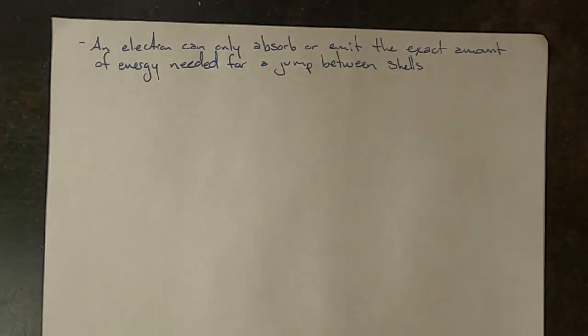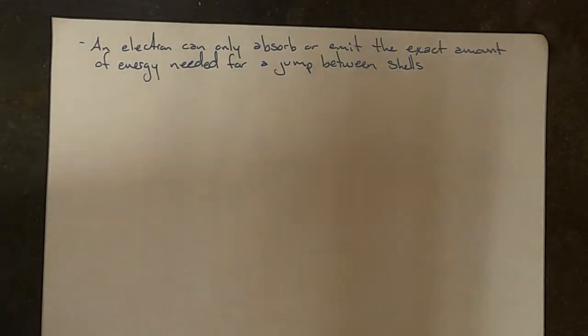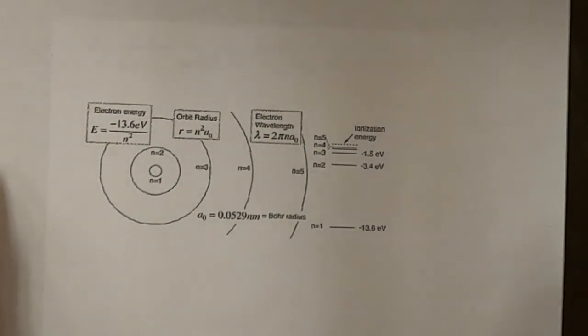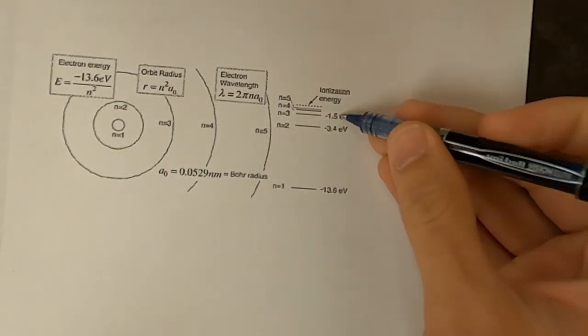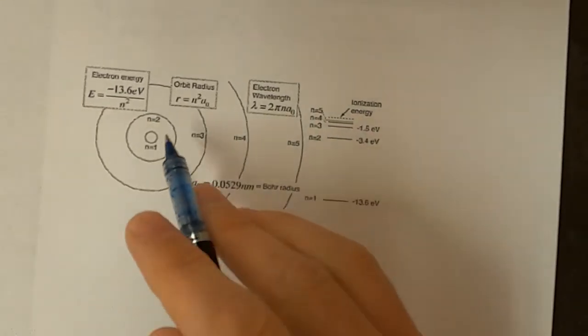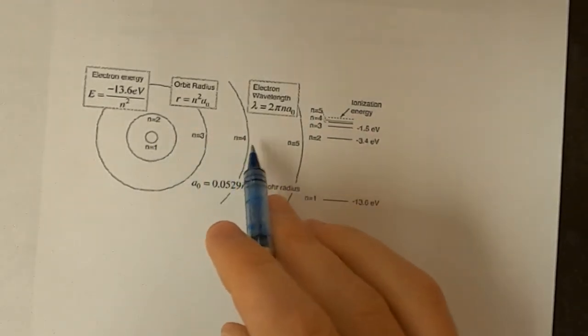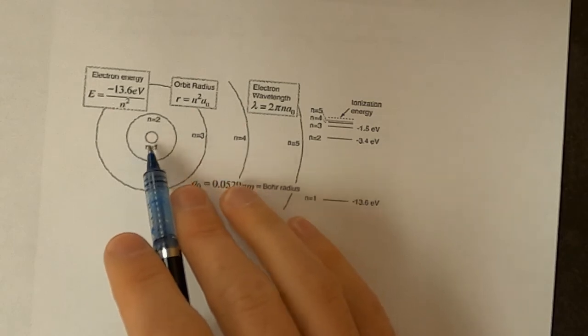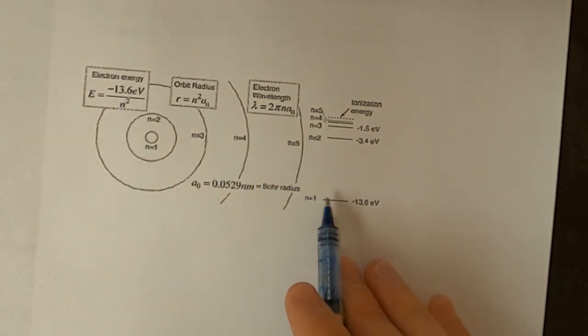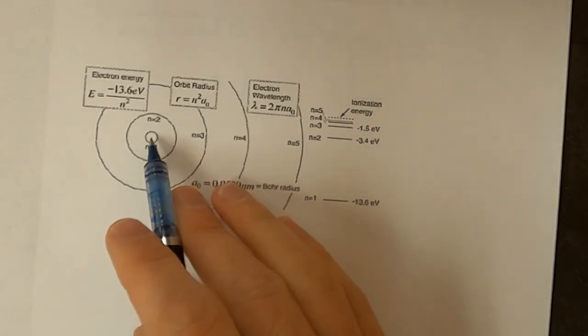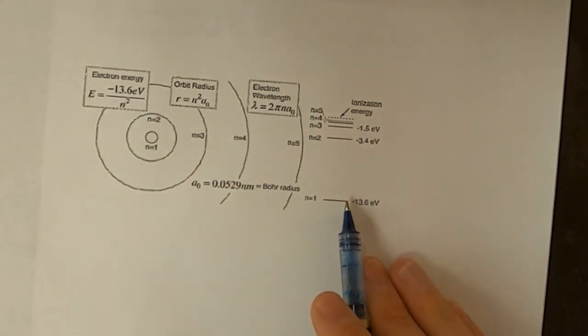Another important piece of the Bohr model is that an electron could only absorb an amount of energy that would correspond to an actual jump. And so, back to this, these are the amounts of energy that relate to these shells here. They're shown here as circles, but they're shown here just as lines. They mean the same thing. So this line is representing this shell, and it's representing its energy level.